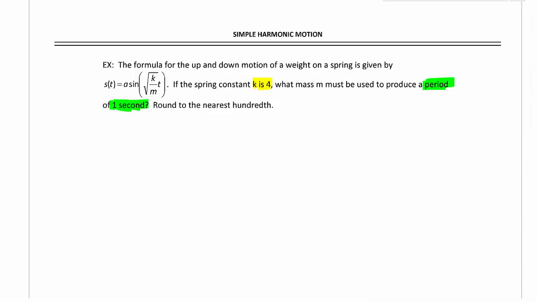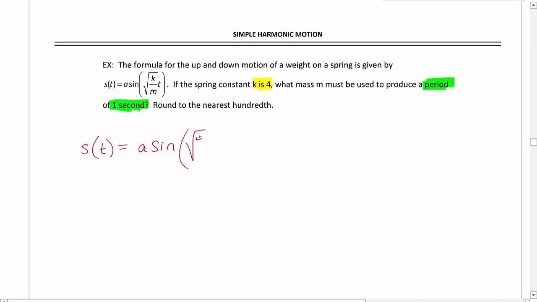Well, I can't plug the period into my function, but I can plug that k value in. S of t equals a times sine the square root of 4 divided by m. Now that t is on the outside of the radical there, so careful as you're writing it. And I'm just going to leave it like that. I'm not even going to try to simplify that radical. Alright, we're supposed to find our mass m when the period is 1 second.